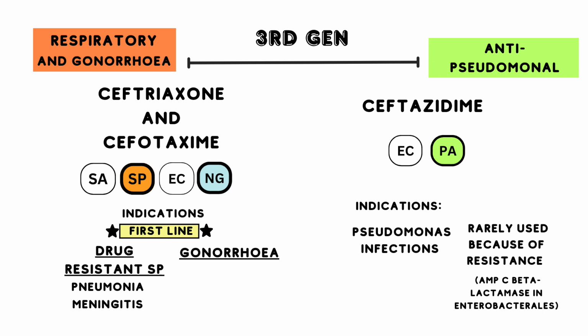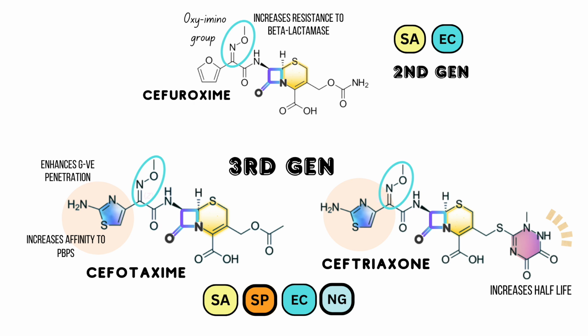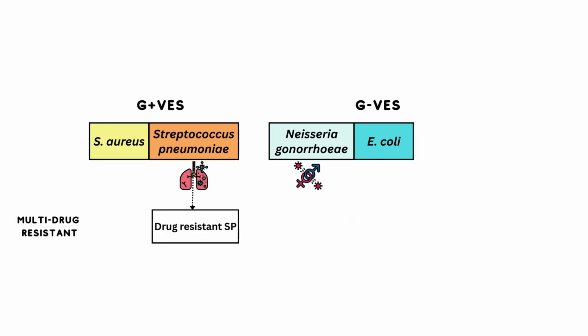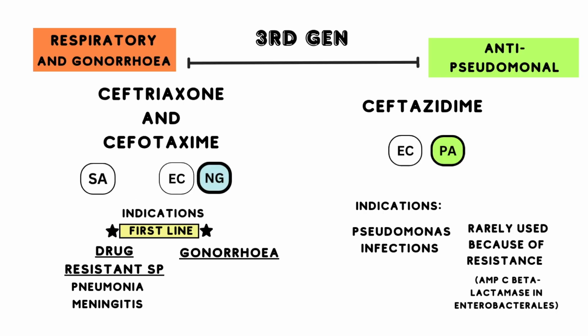And then we have the anti-pseudomonal cephalosporins. For the respiratory anti-gonococcal cephalosporins, we have ceftriaxone and cefotaxime, and these are the most clinically important cephalosporins. These are the only cephalosporins which have a first-line role, so namely in drug-resistant strep pneumoniae and first-line treatments for gonorrhea. They do also have Staph aureus and E. coli activity, but they're not used first-line for these indications.